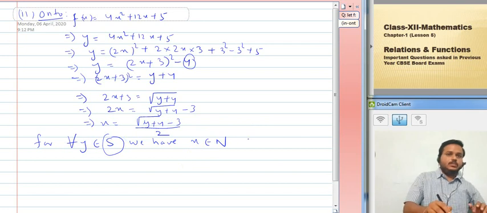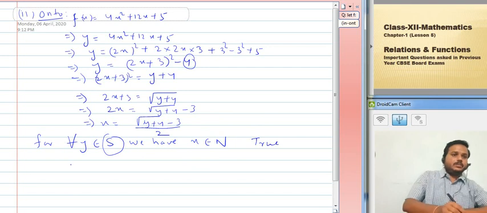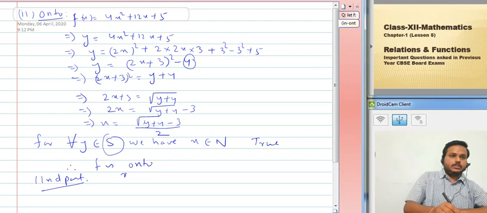Therefore, f is onto. And in the second part, it is asked to find the inverse. X, I can write, is f inverse of y, since y equals f of x, so it is nothing but (square root of y plus 4 minus 3) whole divided by 2. So this is the inverse of f, as a function of y.